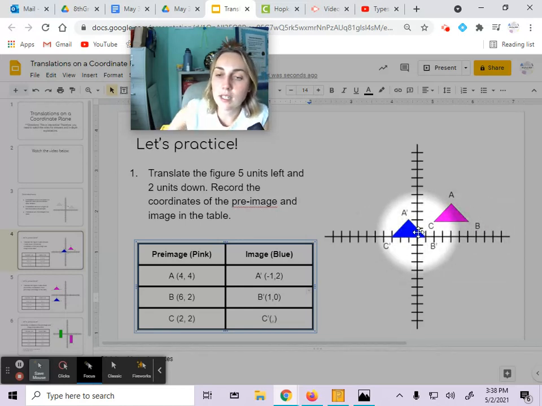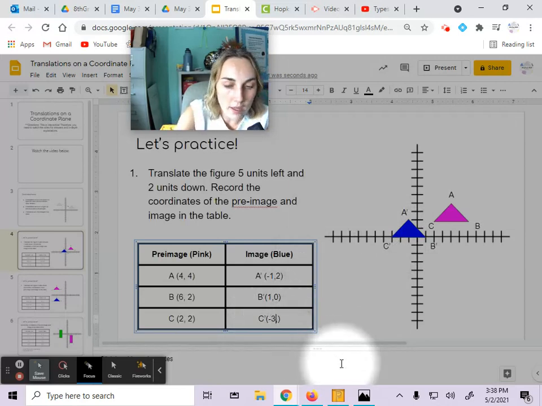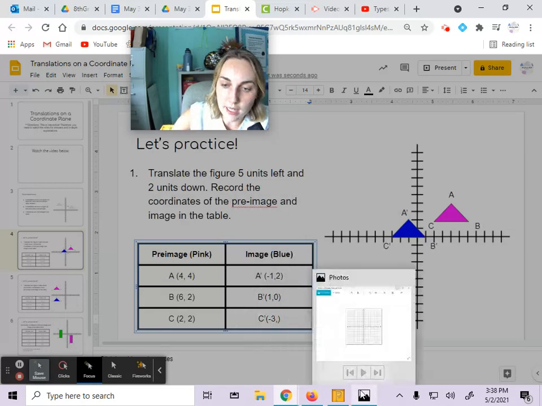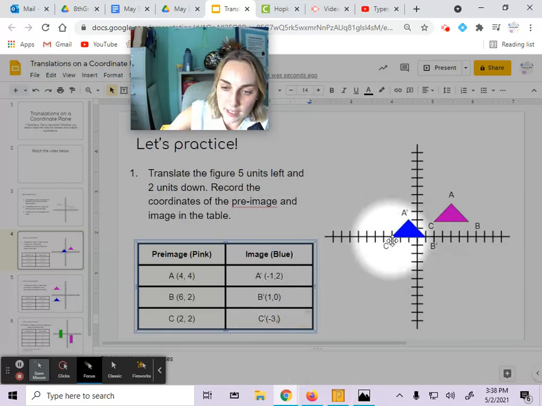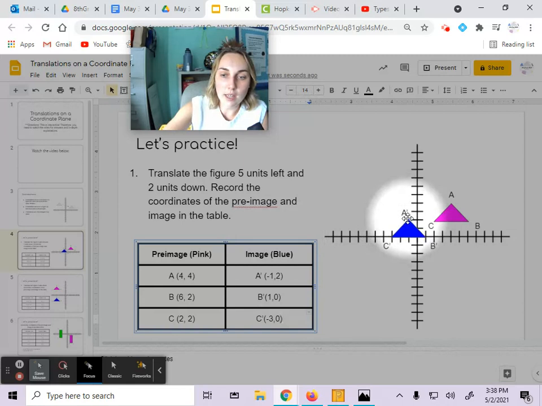All right, and then last but certainly not least, we're going to look at our C. Again, we're going to move it to the left 5 times, and then 2 units down, just like I did for you. This would be at ordered pair -3, 0. So my x-coordinate is -3, and the point is right here, which is at 0 on the y-axis. That's all we're doing on this slide: you tell me what the coordinates of A prime, B prime, and C prime are after we moved the shape.